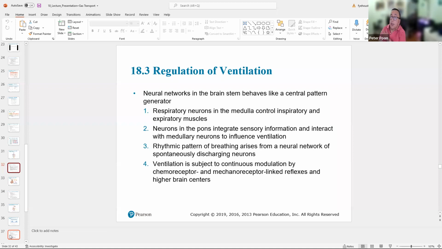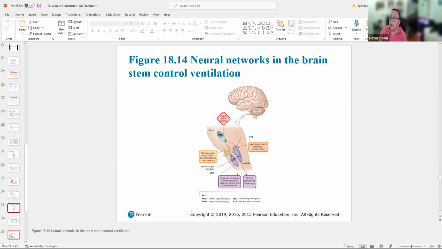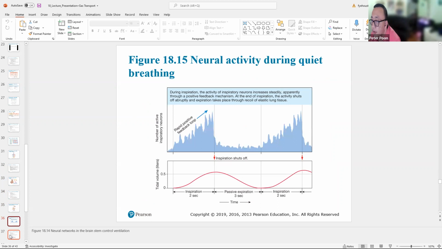So the next important thing is control regulation. So here's the control regulation. You gotta realize, the control regulation really is a control.